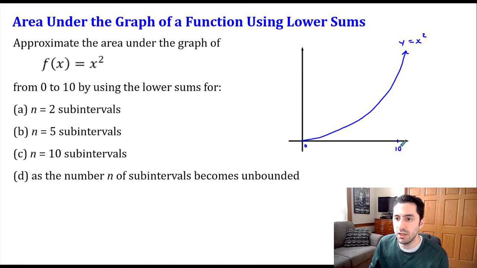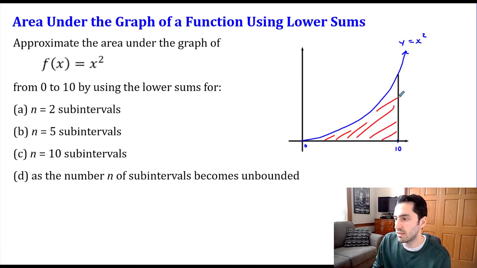So if I draw in the vertical line at x is equal to 10, the region that we want to find the area of is the one that's bounded by the graph of x squared, the vertical line x is equal to 10, and the x-axis. So this region here. And what I'd like to do is I'd like to approximate that area by using a couple different numbers of subintervals.